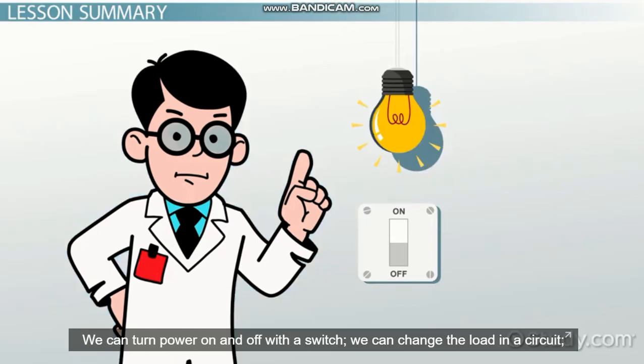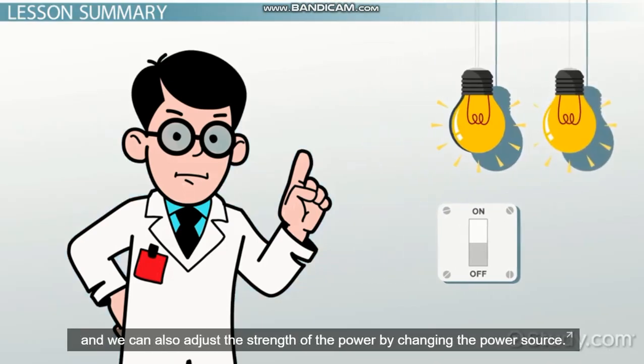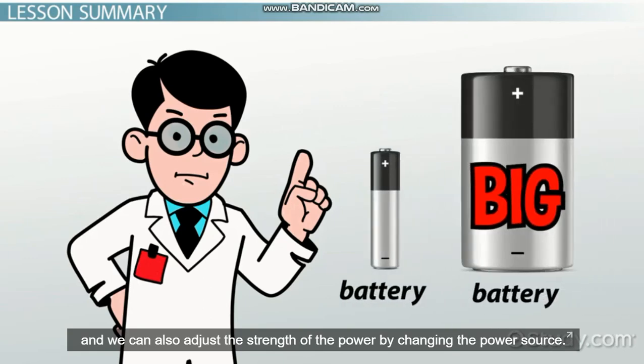We can turn power on and off with a switch. We can change the load in a circuit. And we can adjust the strength of the power by changing the power source.